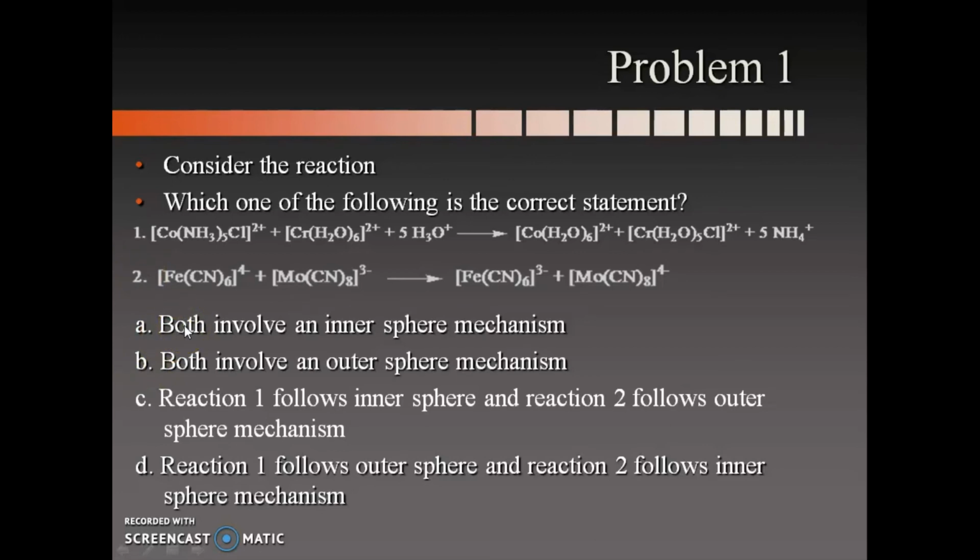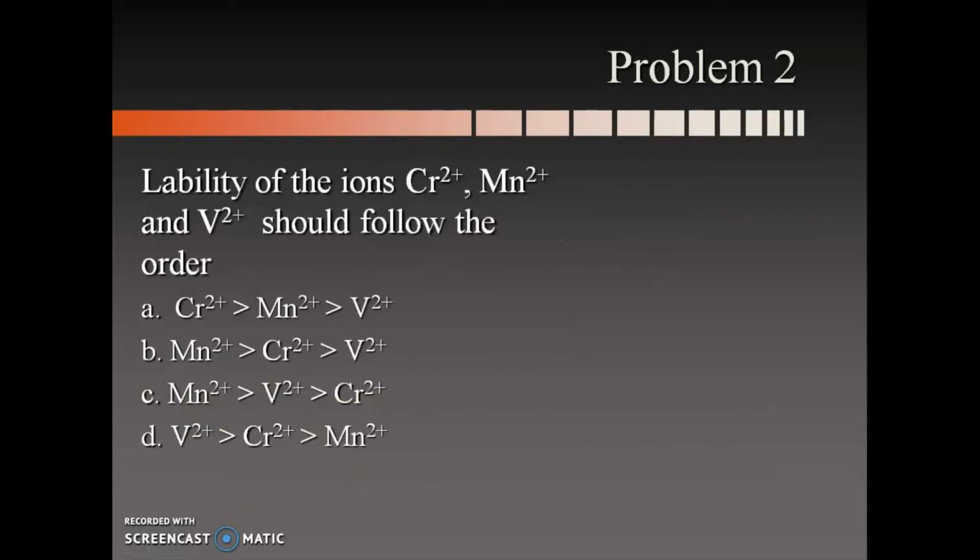We'll go for the second problem. Lability of the ions Cr2+, Mn2+, and V2+ should follow the order. They have given some order here. But what is the nature of these ions? Whether they are in the high spin state or in the low spin state, nothing is given. But there is another keyword present in the problem, lability, which means that these complexes should be labile in nature.